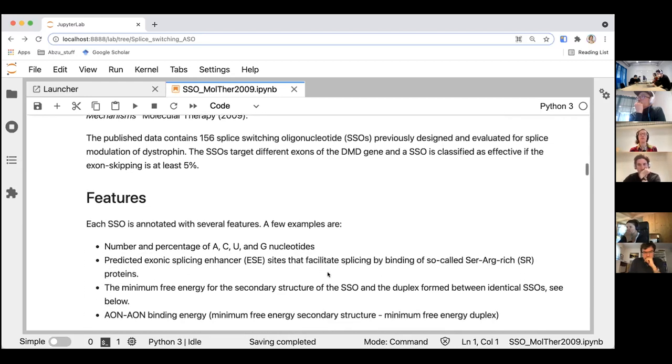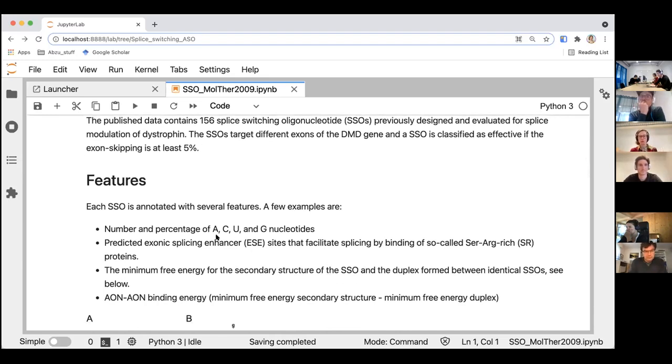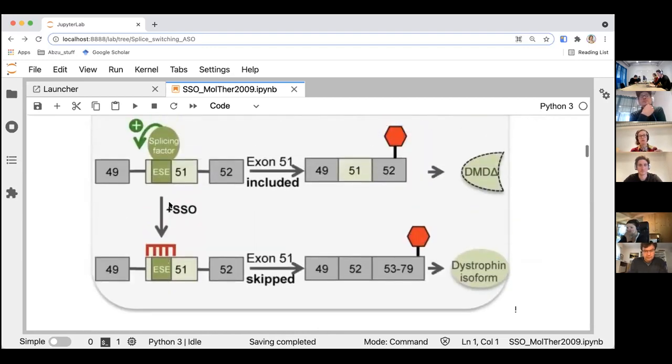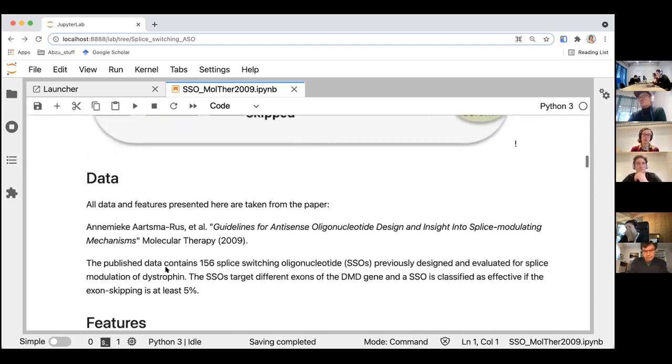In the paper, there are several different features by which they annotate the SSOs, up to 50 features. Some of them could, for example, be the number of the nucleotides A, C, U, G, and what percentages of these are there. Another is the predicted exonic splicing enhancers. These are the parts of the exon where the splicing factors can bind and induce exon inclusion. And if you block them, then the exon will be skipped.